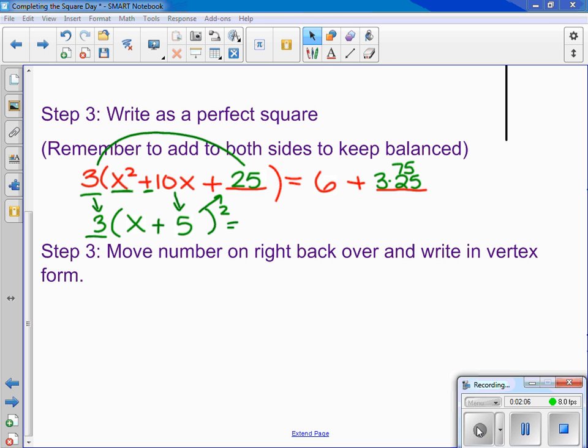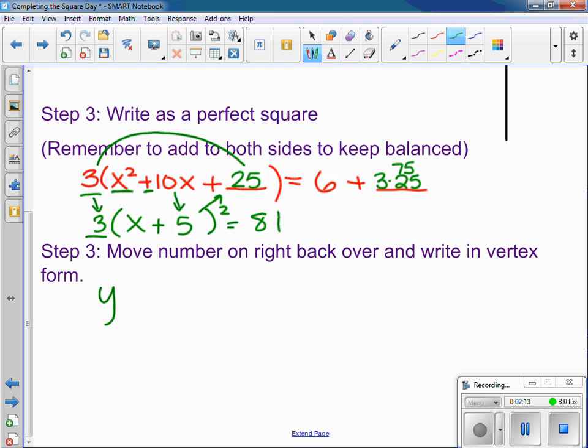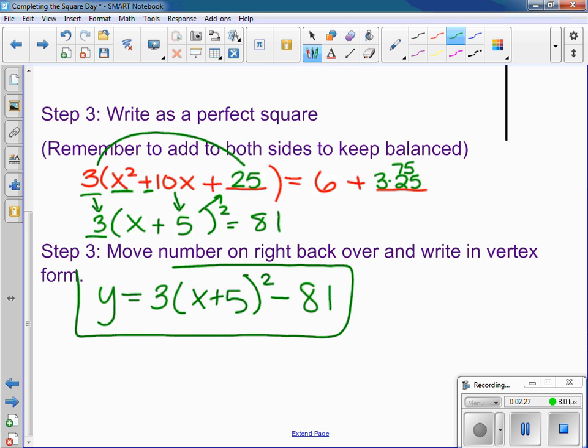All right, so now we just need to do 6 plus 75, which is 81. Ooh, these are some big numbers, but that's all right. So our final answer is y equals 3 parenthesis x plus 5 squared minus 81, because I want to move that 81 back over. So this would be my final vertex form, which is my ultimate goal. And the reason I want that is because my vertex is now at -5, opposite inside, -81. And I'm not going to make a sketch of that one because that's a big one.